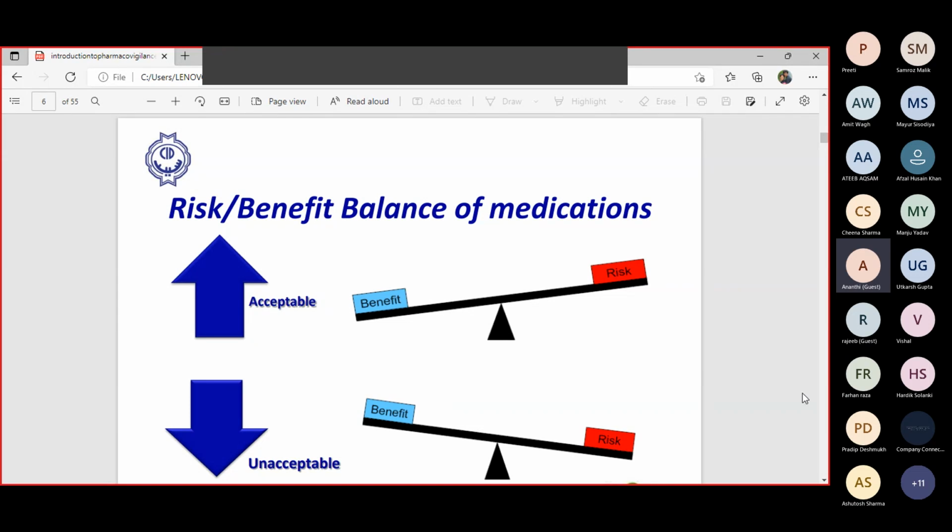So how are we going to finalize that the drug is the reason for the serious adverse event? That is the work of pharmacovigilance.